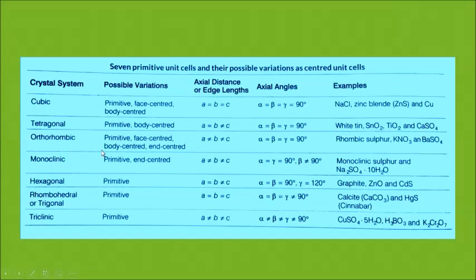Next one is orthorhombic, where we have the primitive, face-centered, body-centered, and end-centered. So in this orthorhombic, we have the one simple cubic and the three centered unit cells. All four are present in this one only. Here a is not equal to b, b is not equal to c, so all the edge lengths are different, and all angles are equal to 90 degrees. The examples are rhombic sulfur, potassium nitrate, and barium sulfate.